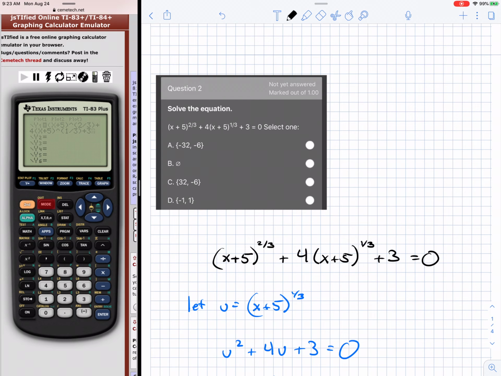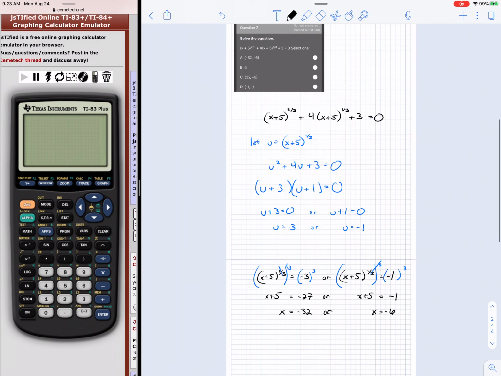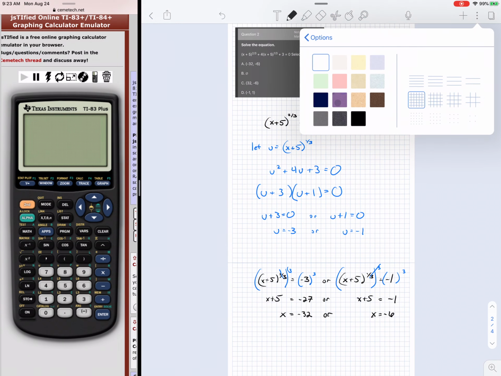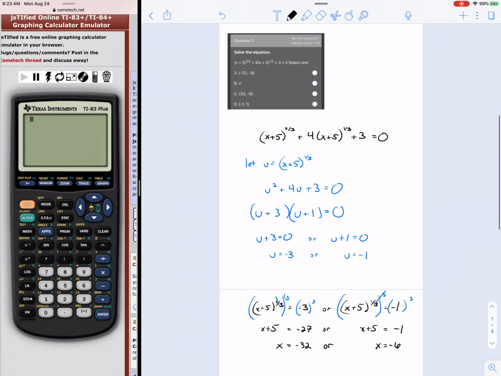I'm going to quit, and then I want to test those two results that I got: x equals negative 32 and negative 6. We just want to test those to make sure they work.